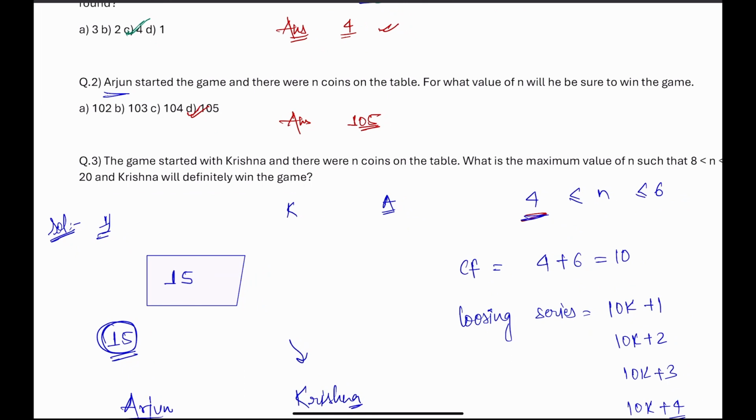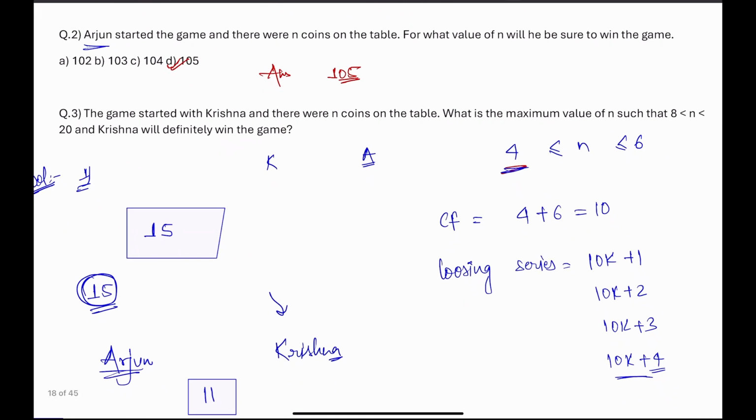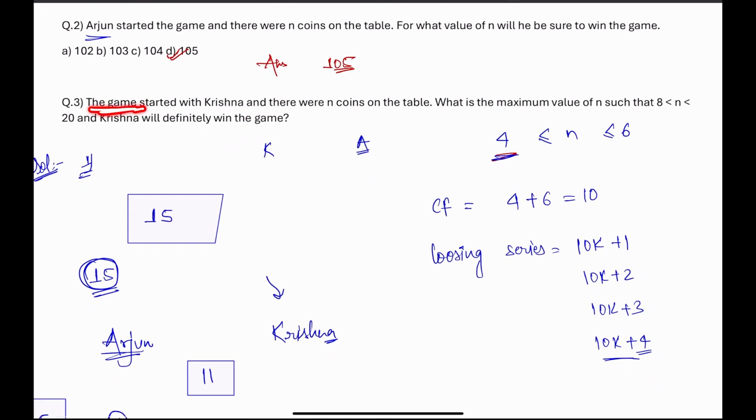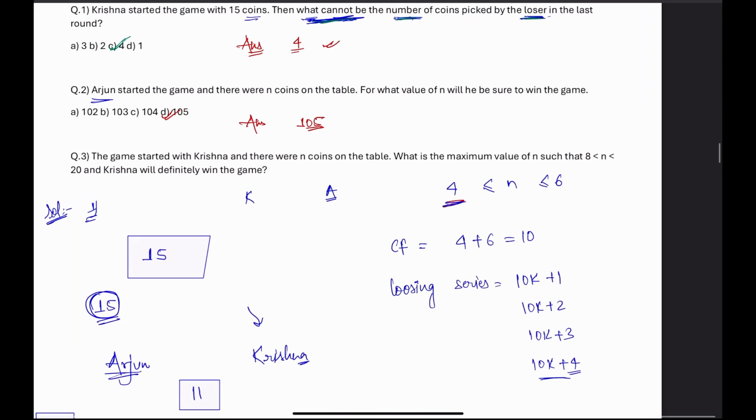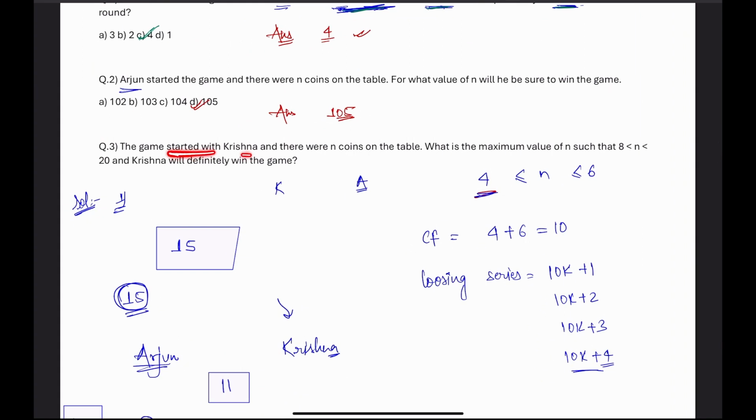Okay, so let's solve the next question in the continuation of the same one. The game is started by Krishna, and there were n coins on the table. So now the game is started by Krishna with n coins on the table. Let's write it down. Third question: Krishna starts with n coins on the table. Let's continue the same question.